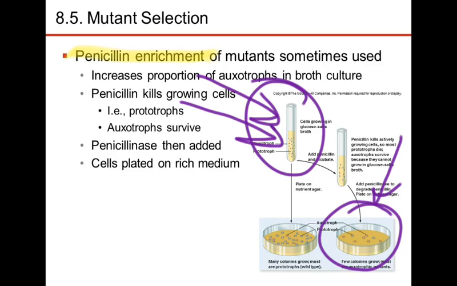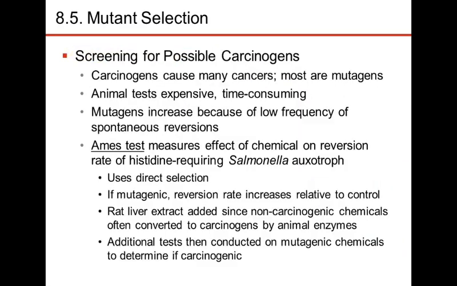Okay, so that's penicillin enrichment, and you can think of other types of enrichment strategies if you use other types of chemicals that would, again, kill the normal cells but not hit those auxotrophic cells.